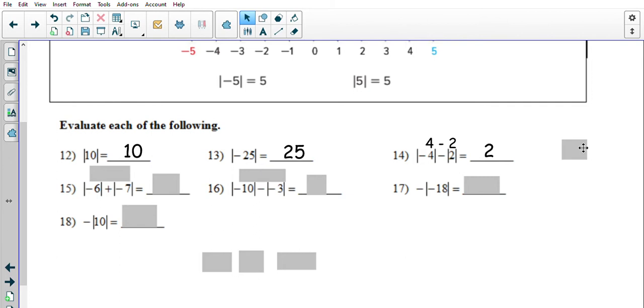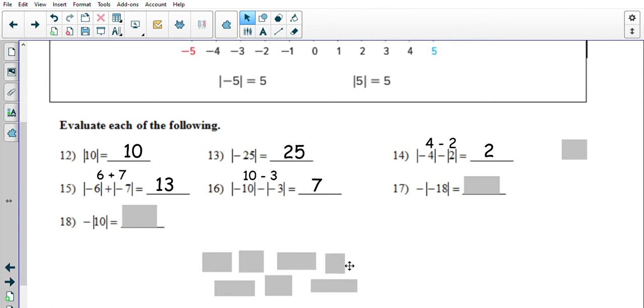Remember, if I'm going too fast, feel free to pause the video at any point. Number 15, the absolute value of negative 6 is 6. Absolute value of negative 7 is 7. Add those together to get a solution of 13. Number 16, absolute value of negative 10 is 10. Absolute value of negative 3 is 3. And of course, 10 minus 3 is going to get us 7. So easy peasy questions. You've probably seen absolute value before as well.